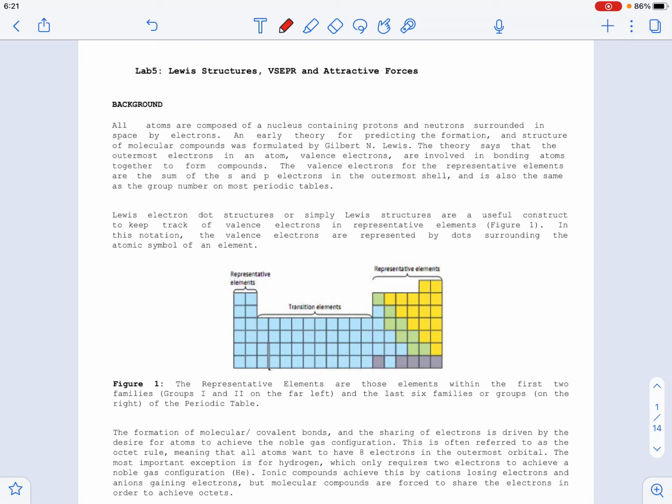We know that atoms are composed of neutrons, protons, and electrons. And Lewis structures, which were designed by Gilbert Lewis, actually illustrate in an atom, specifically, the valence electrons. And if you remember, the valence electrons are the electrons in the outermost shell.